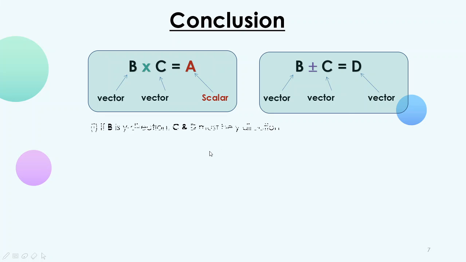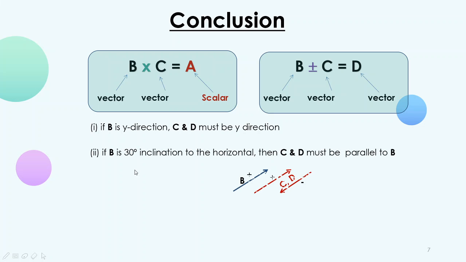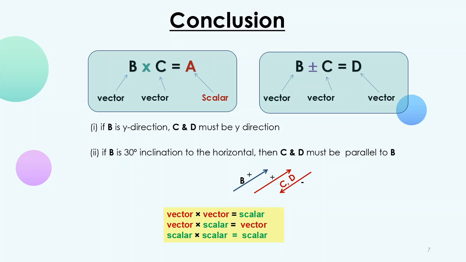1, if B is in the y direction, C and D must also be in the y direction. 2, if B is at 30-degree inclination to the horizontal, then C and D must be parallel to B, as shown in the diagram. Lastly, hopefully you know how to use multiplication to get vectors and scalars.